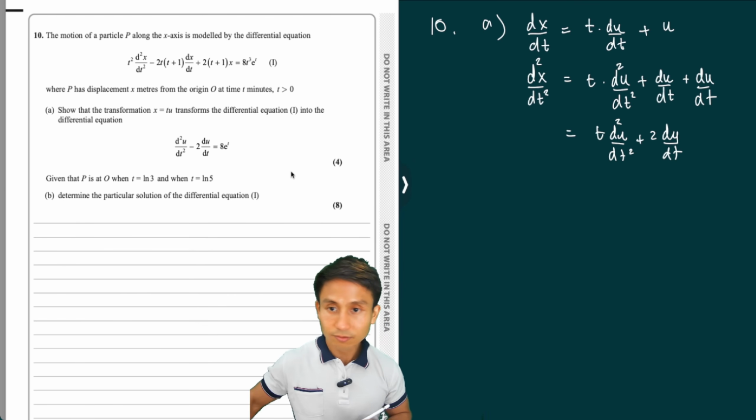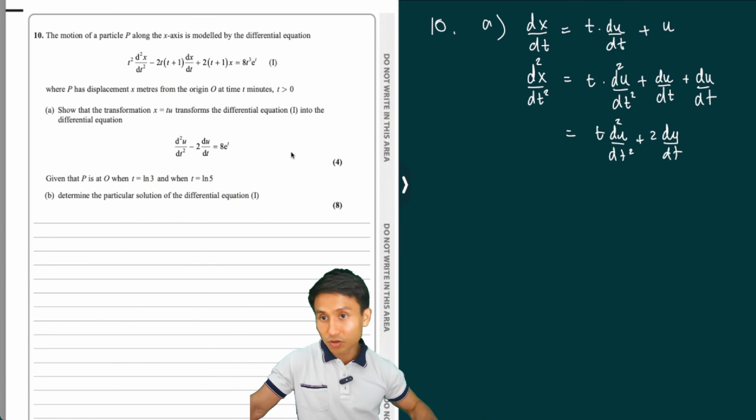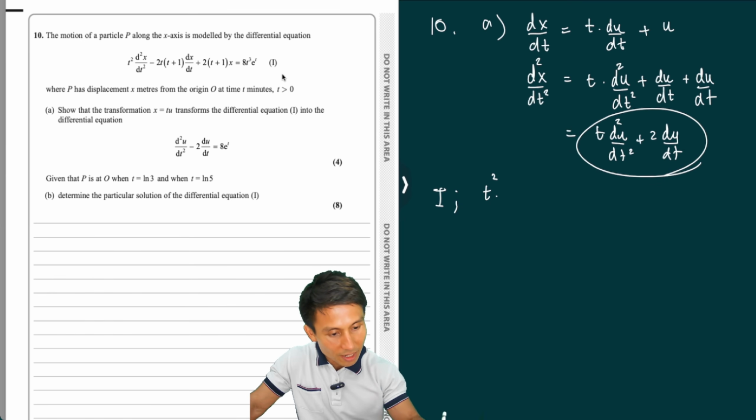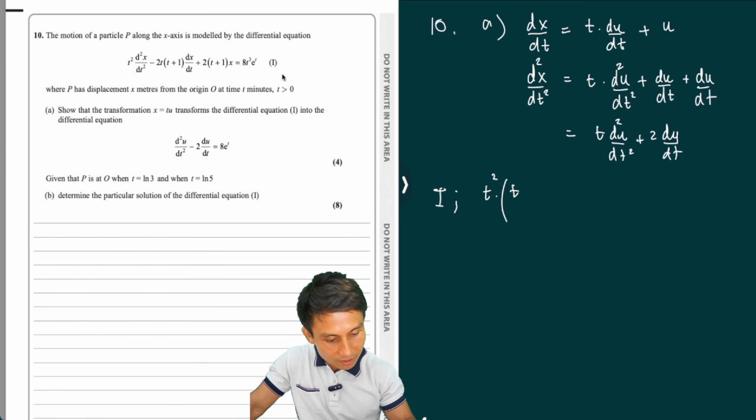Alright? And then we're going to substitute into the equation I here, everything. So that's going to be t squared d squared x by dt squared, which is just this whole guy. We're going to substitute the whole thing in.